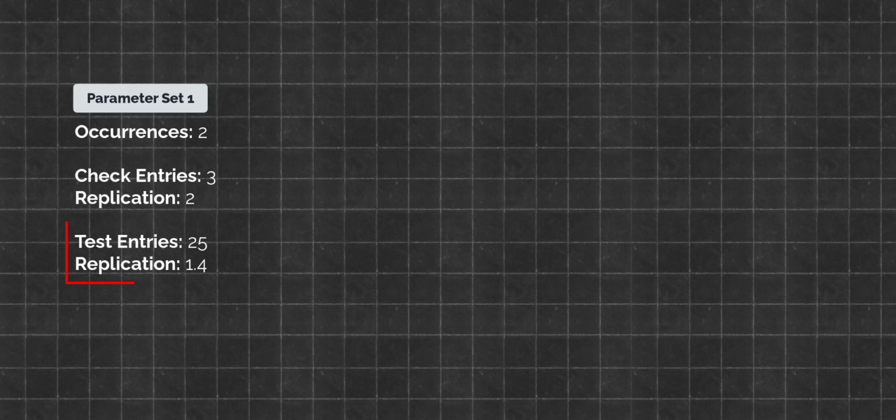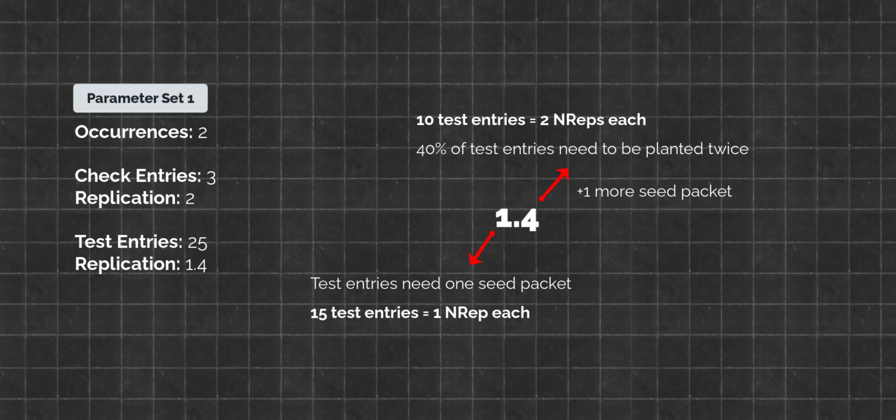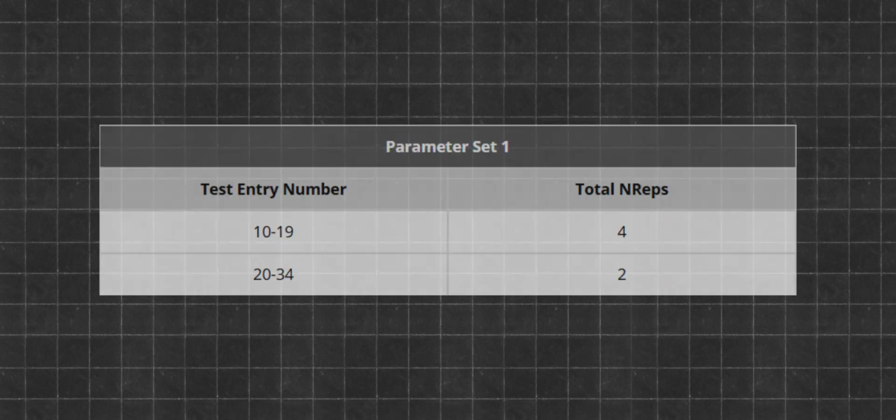Let's now move to our test entries. Parameter set 1 requires 25 test entries with a replication value of 1.4. This value means that the test entries need 1 seed packet for planting, and 40% of it need to be planted twice. So that's 10 tests replicated twice, while the rest of the 15 tests need only 1 seed packet. But because parameter set 1 has 2 occurrences, we multiply the NREP values by 2. In summary, we have these total NREP values for test entries in parameter set 1.